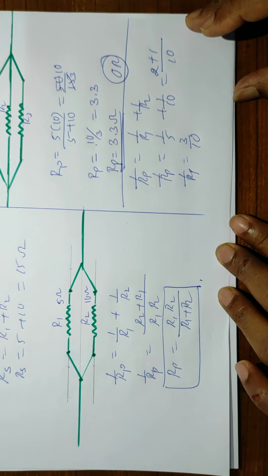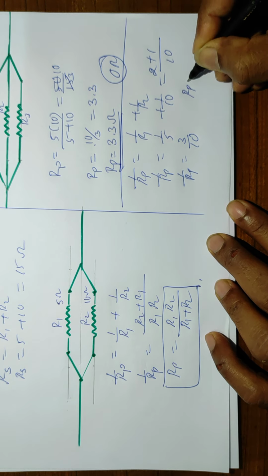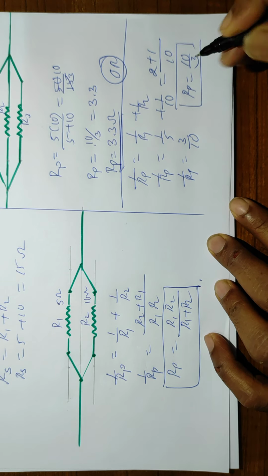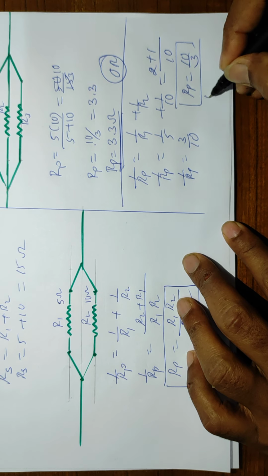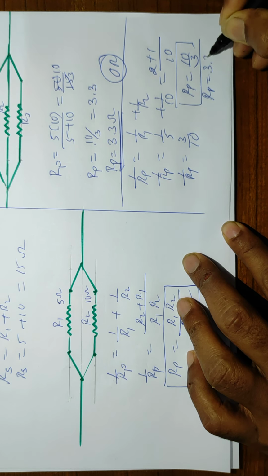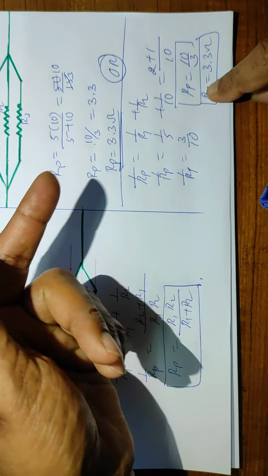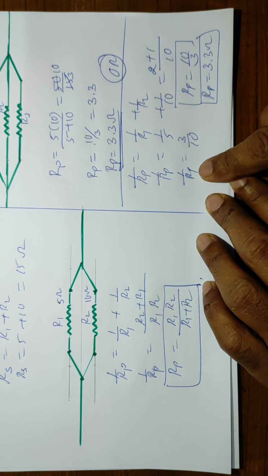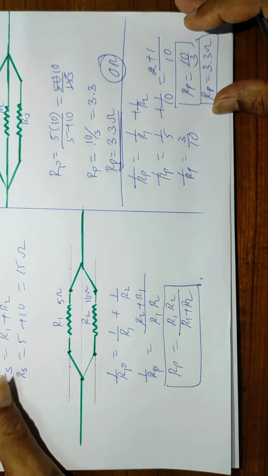Now don't forget to take the reciprocal. Therefore, Rp is equal to 10 by 3. You have to take the reciprocal on both the sides. That is, Rp is equal to 3.3 ohms. See here, already the reciprocal has been taken. Here at the end you have to take the reciprocal. Don't forget to take the reciprocal at the end.